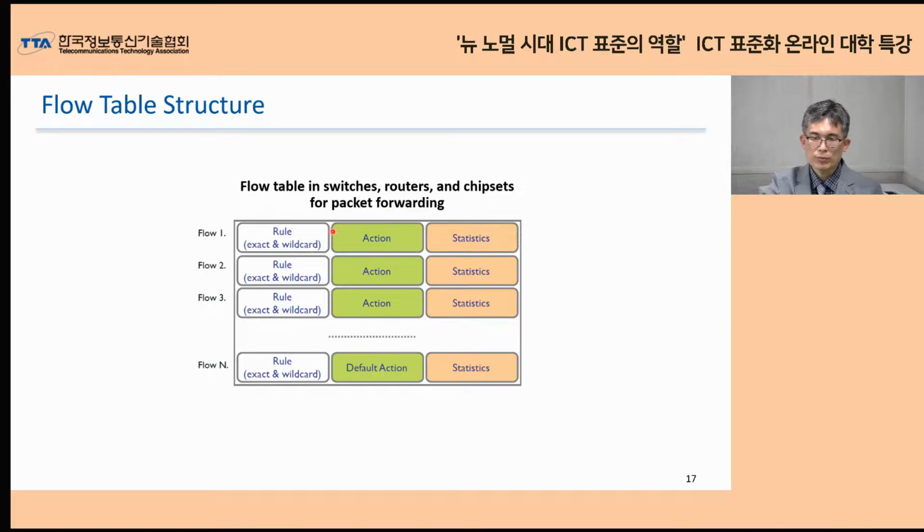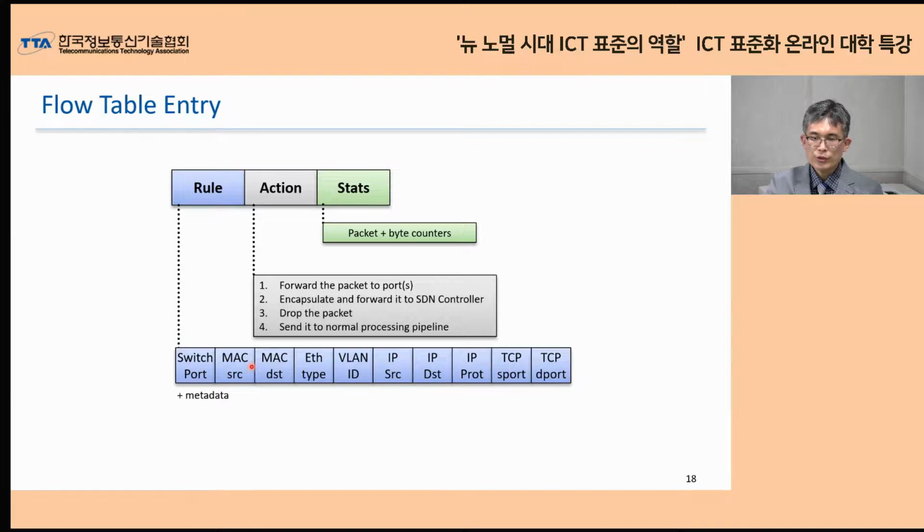So this shows the OpenFlow structure I explained just before. An OpenFlow entry consists of rule, action, statistics. The rule can be configured using MAC layer header information and also IP header and TCP or UDP header information, such as MAC address, Ethernet type, and also virtual LAN ID, the IP source and destination address, and the payload protocol such as TCP or UDP.